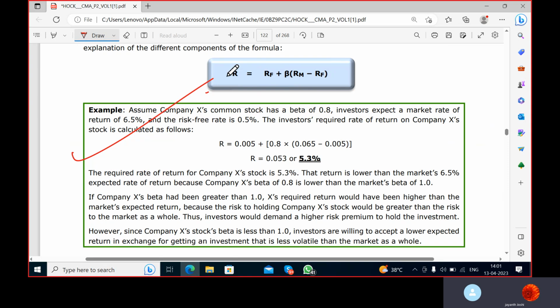This 0.005 has been calculated twice, sir. Calculated? No, this is the risk-free rate. See, assume company X stock has a beta of this. Expected market rate of return is 6.5, that is RM. Risk-free rate is 0.5, that is RF. Beta is 0.8. Beta into RM minus RF, and the risk-free rate is 0.5%, RF. So this, RF plus. This entire formula gives you the expected return when you calculate.